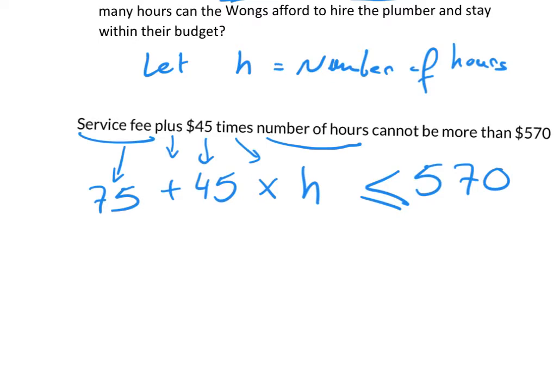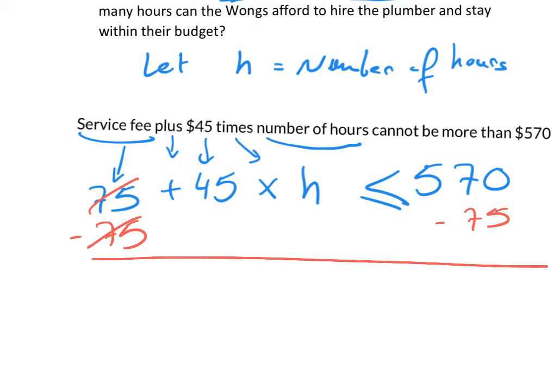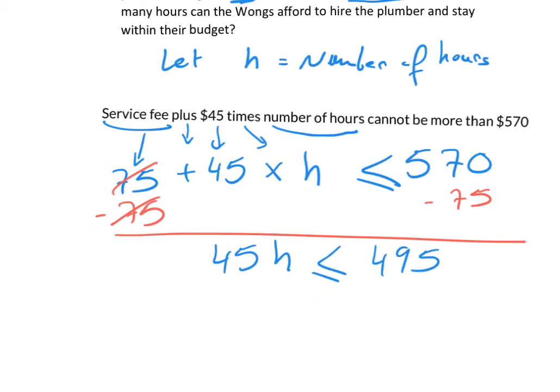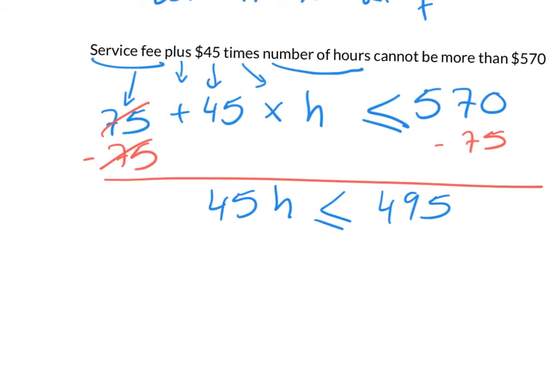So we need to get rid of 75 first, right? So we're going to subtract 75 on both sides here, and that will be 45 times h less than, and 570 take away 75, that will be 495, right? And the next step, we need to divide both sides by 45 because we're looking for h, the number of hours.